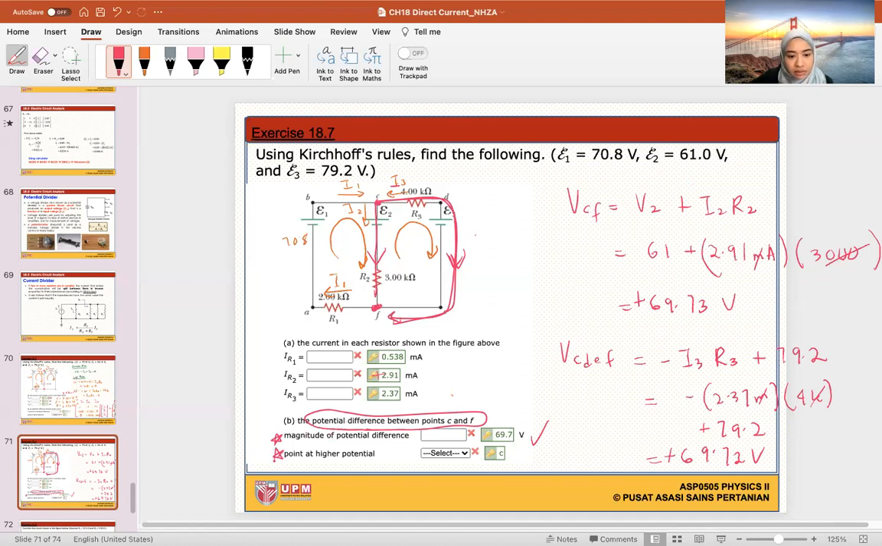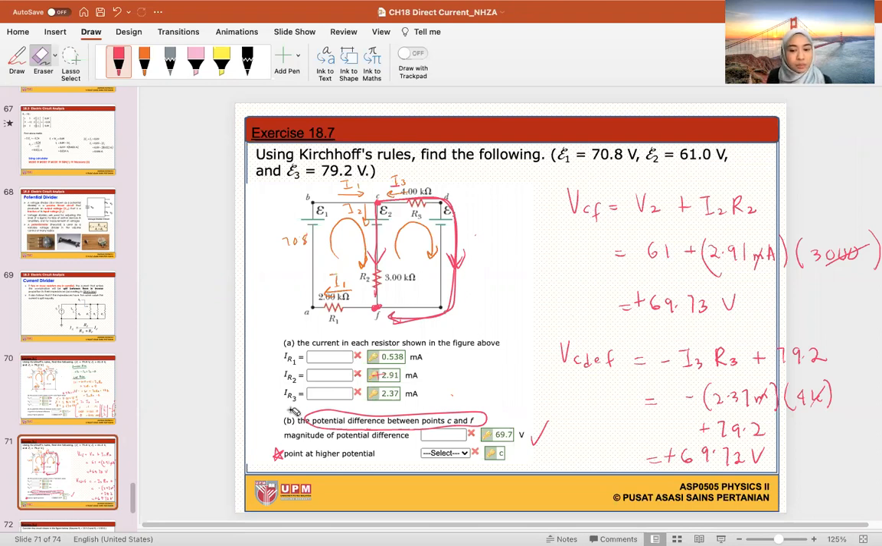The question is this one. Point at higher potential. I'm going to repeat myself. The question is asking you, what is the point at higher potential? Is it C or is it F? The answer is C because your answer is a positive.